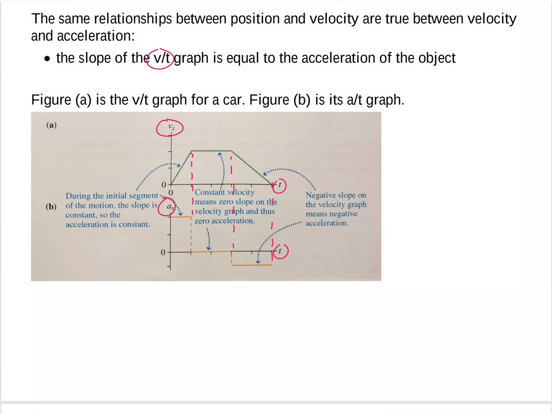So during this initial segment right here, we see a linear segment, a constant change in velocity. That means the slope of that linear segment is going to be that constant acceleration. So we should see a horizontal positive segment on the acceleration graph, and we do, it's right here. The slope of that linear segment is equal to the value on that axis right there. Then we see this. What's going on in that segment right there?